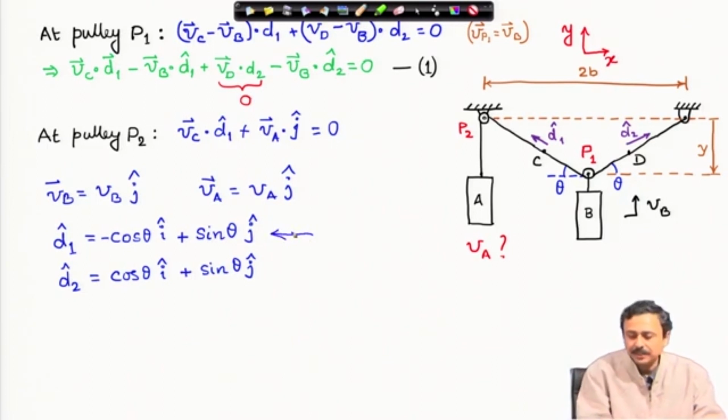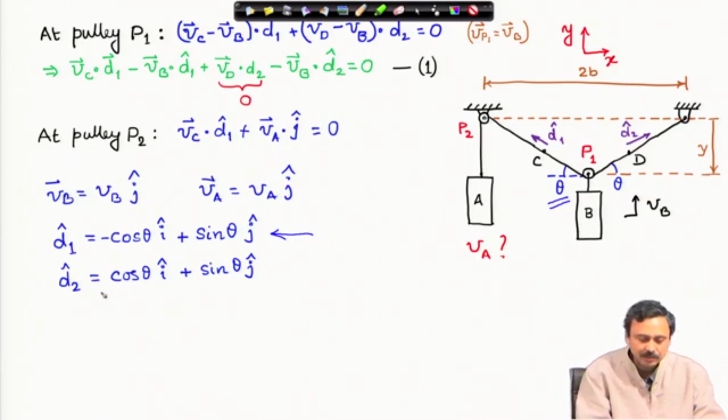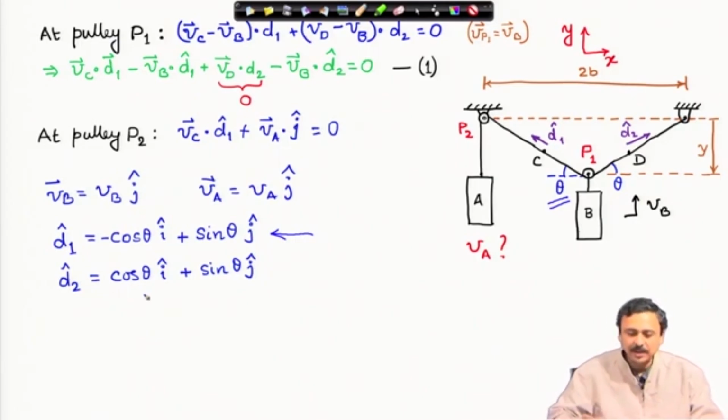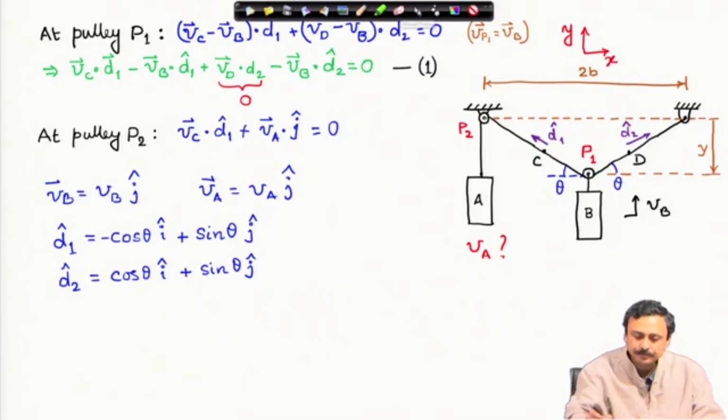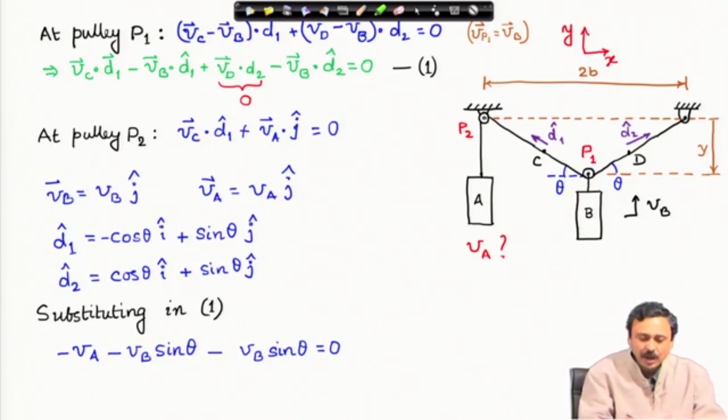This is a unit vector along D1. I have used this angle theta. So, it is minus cosine theta i cap plus sine theta j cap, you can check. Similarly, D2 is cosine theta i cap plus sine theta j cap. Now, substitute all these expressions in equation 1.